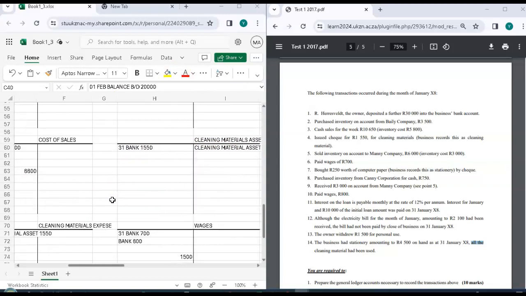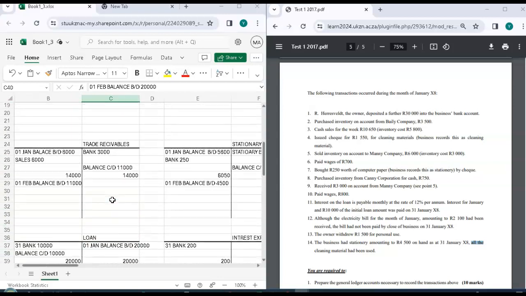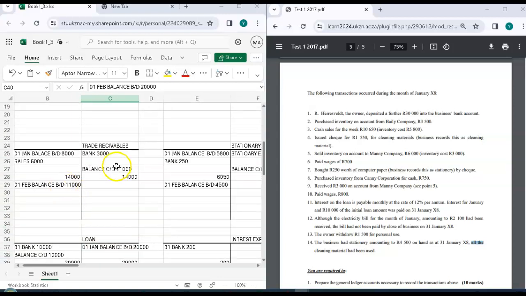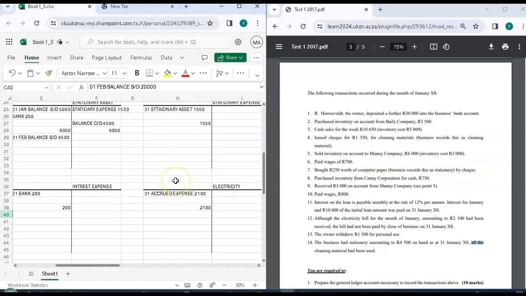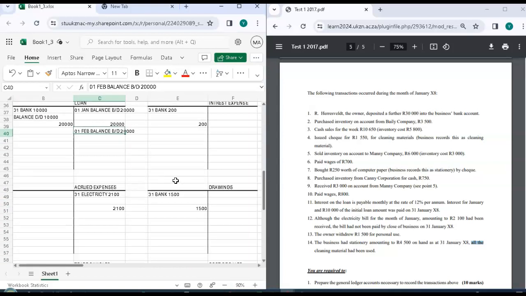Okay. And one more thing I forgot to say: when you balance it, when the balance is brought down, you put the new date. So because you're doing it for 31st January, the month end, the balance brought down will be the new day after that. So it's 1st of Feb. So as you can see, I already balanced all these accounts. Okay, so this is how it looks when I balance all the accounts.